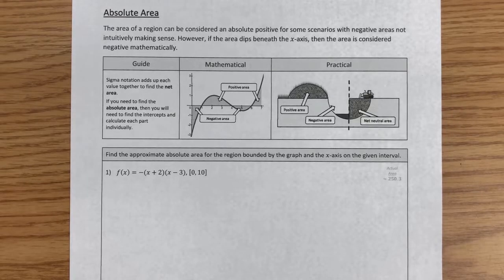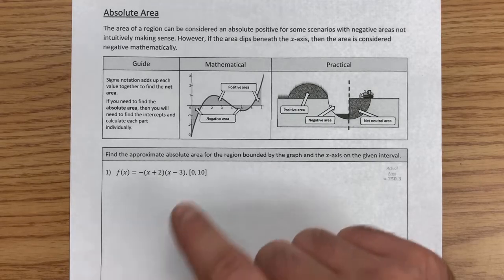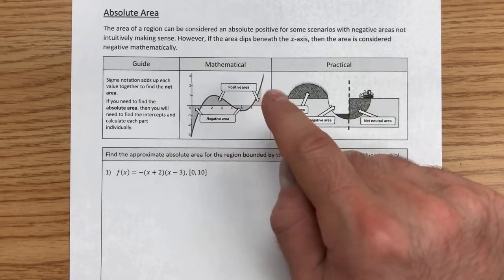Okay, so today we are looking at the absolute area bounded by a graph and the x-axis, and what that means to find the total volume or the total area that would be covered by such an idea. Now, when we work through the sigma notation and we find these sums, what the sum is doing is it's looking at, let's say we have a graph that looks like this.